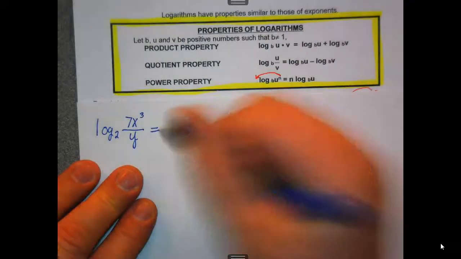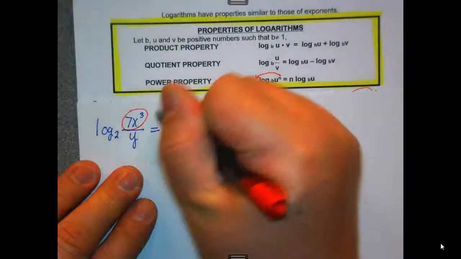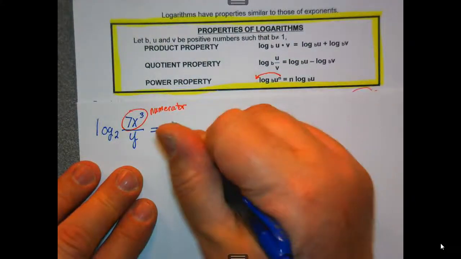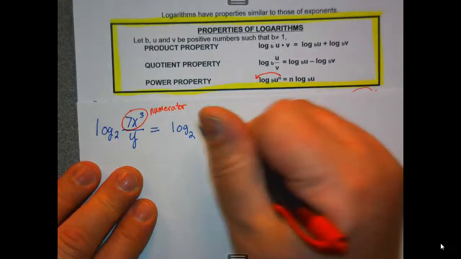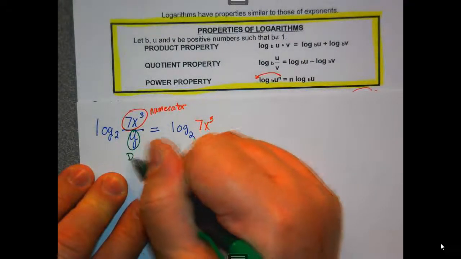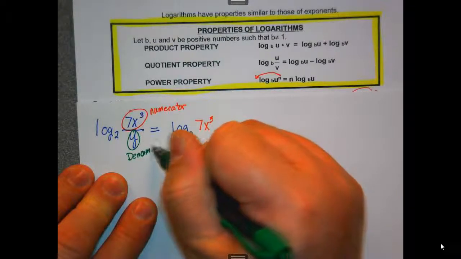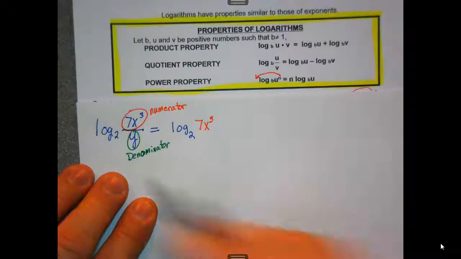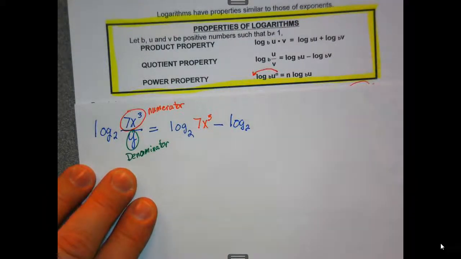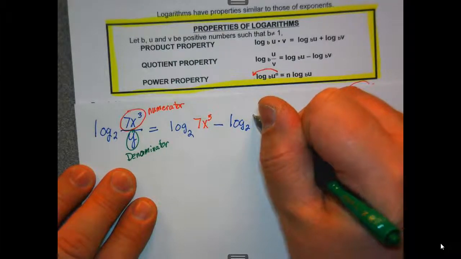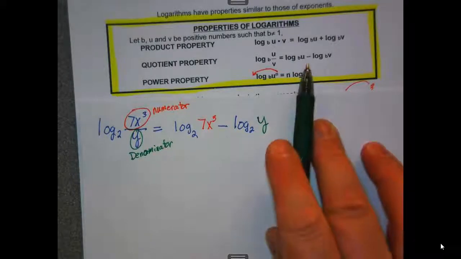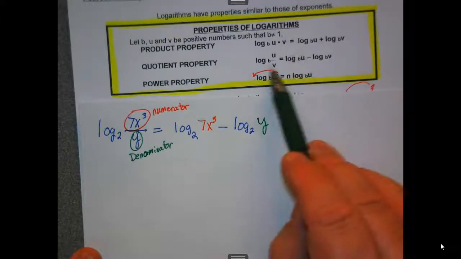Okay, so what's my numerator? That's my top number. Okay, so I have the log base 2 of my numerator, which is 7x cubed. This is my denominator. Okay, so what do I use for quotient? Subtract log base 2 of my denominator, which is y. Where did I lose you? How do you know if it's plus or minus? Because the product is plus, division is minus.